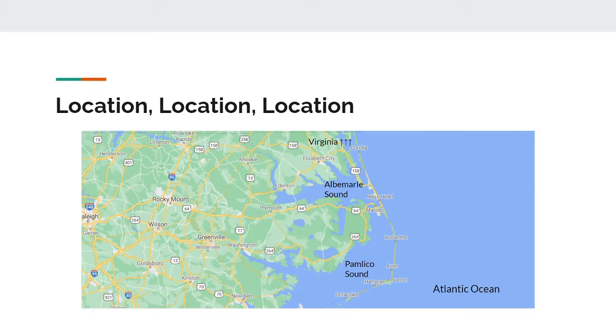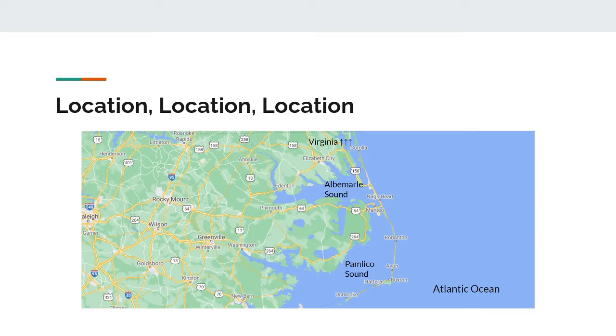Alright, so with that out of the way, let's move on to location. The location of the Outer Banks is pretty interesting. First of all, to the north, it's connected to mainland Virginia. Yes, it's connected, so the upper part of the Outer Banks is actually a peninsula. To the south and to the east is the Atlantic Ocean, and to the west is mainland North Carolina, the Albemarle Sound, and the Pamlico Sound.